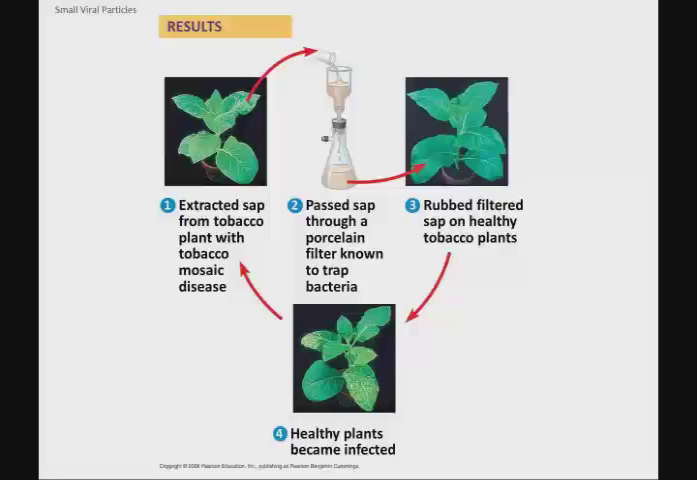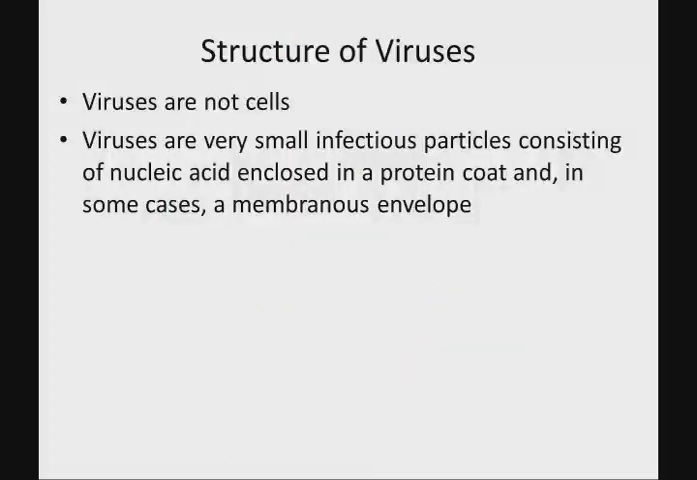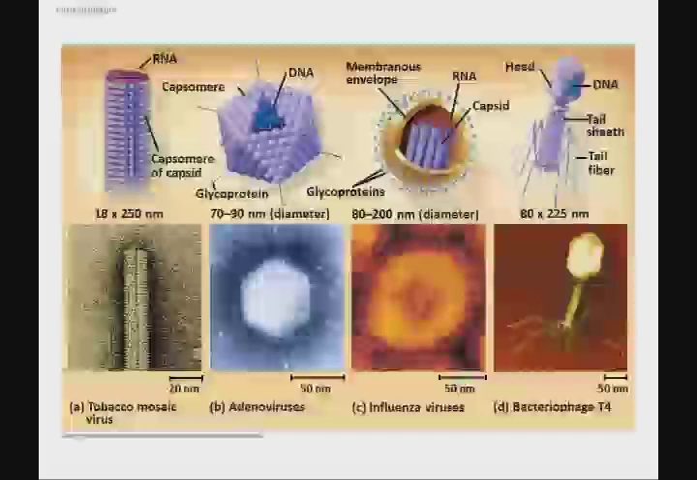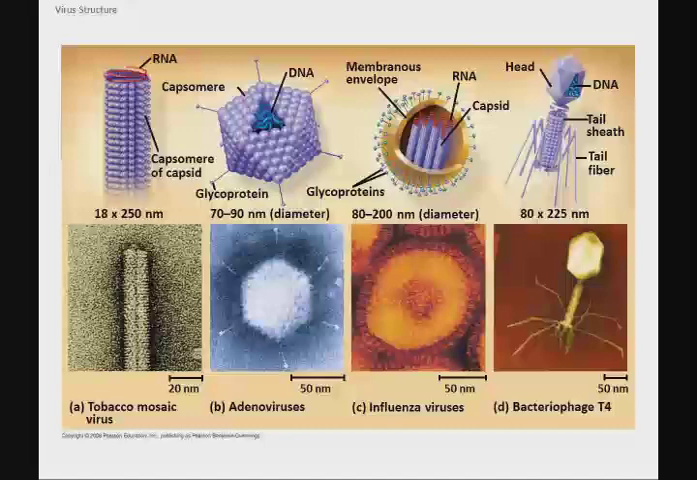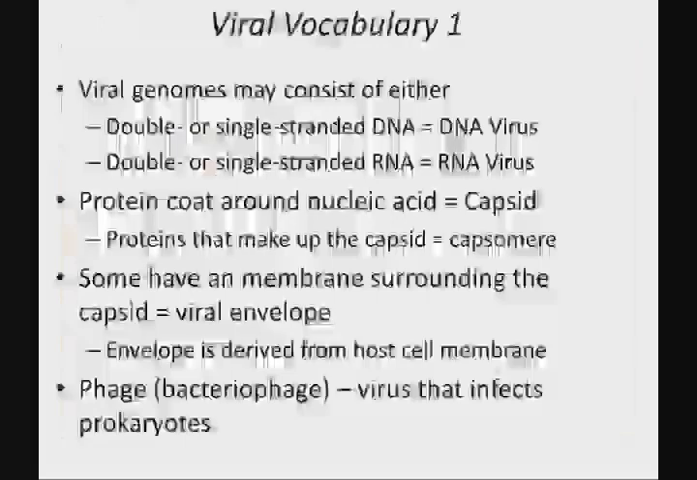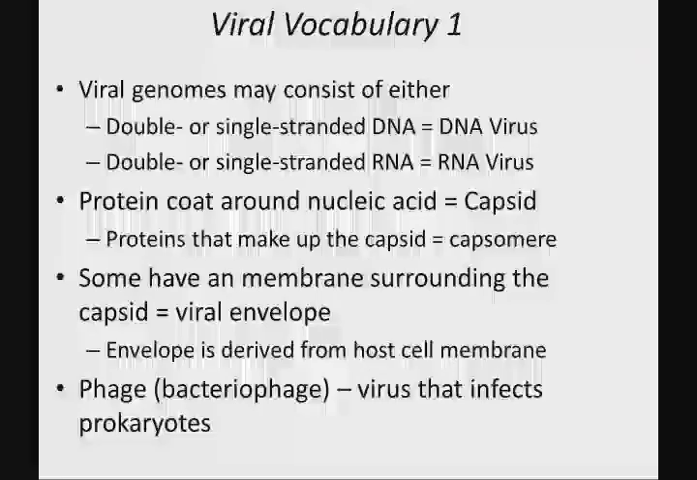So there had to be something else that was infecting and causing the disease, but that wasn't alive, that wasn't a cell. Again, viruses are not cells. They are small infectious particles consisting of some nucleic acid surrounded by a protein coat. Some viruses, in addition, have a membranous envelope, so these are the enveloped viruses. You can see here they come in a variety of shapes and sizes, and this is just a small example. Now, as we move forward, we need to understand some vocabulary associated with viruses.